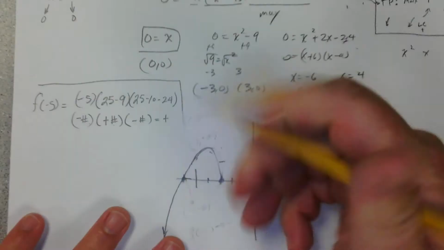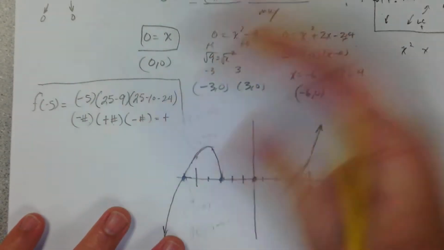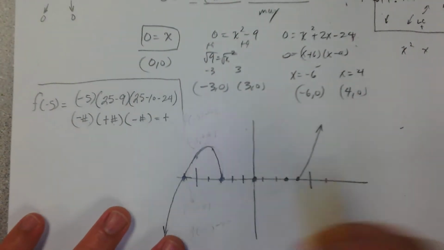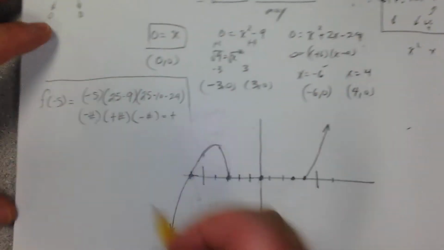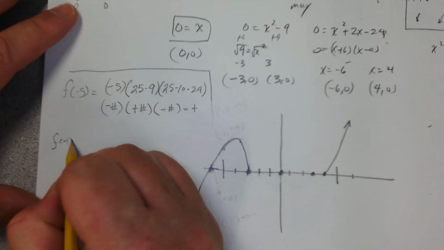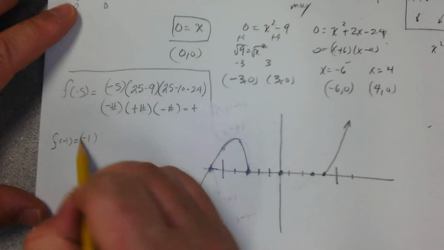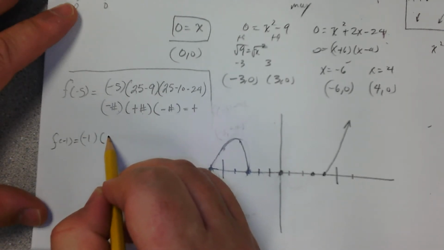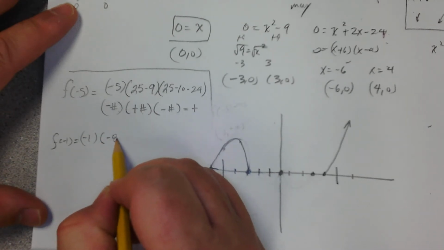So the reason I know it goes up is because I plugged in a number in between here and here. I'm going to do the same thing between here and here. I'm going to plug in negative 1. Negative 1's an easy number to plug in, right? So we're going to get negative 1. Negative 1 squared minus 9 is negative 8.